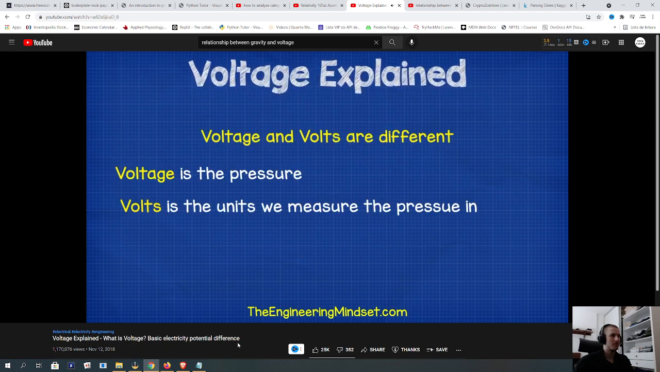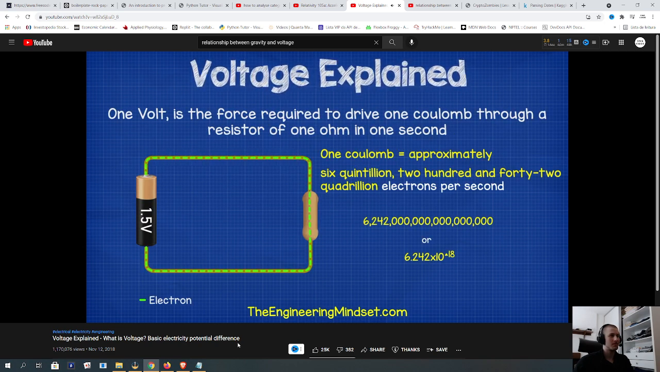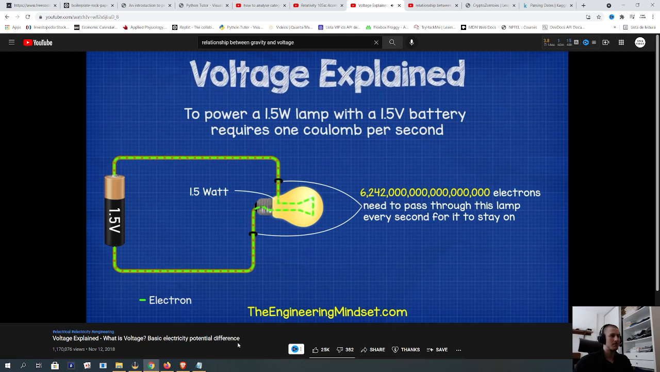So we saw earlier that voltage and volts are different. Voltage is pressure and volts is the unit of measurement. So what does 1 volt mean? 1 volt is required to drive 1 coulomb, or approximately 6,242 quadrillion electrons, through a resistance of 1 ohm in 1 second. That's still a little confusing, so another way to explain this is that to power this 1.5 watt lamp with a 1.5 volt battery would require 1 coulomb, or 6,242 quadrillion electrons, to flow from the battery and through the lamp every second for it to stay on.